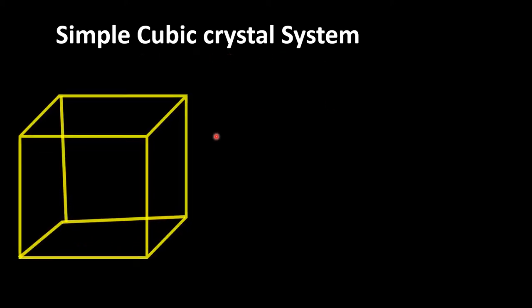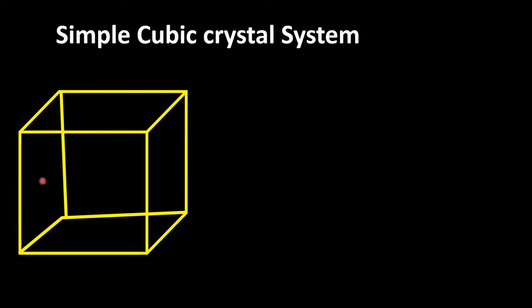First of all, we will discuss the simple cubic crystal system. So this one is the simple cube. These corner points are called the lattice points of this cube. So this is the cubic lattice.